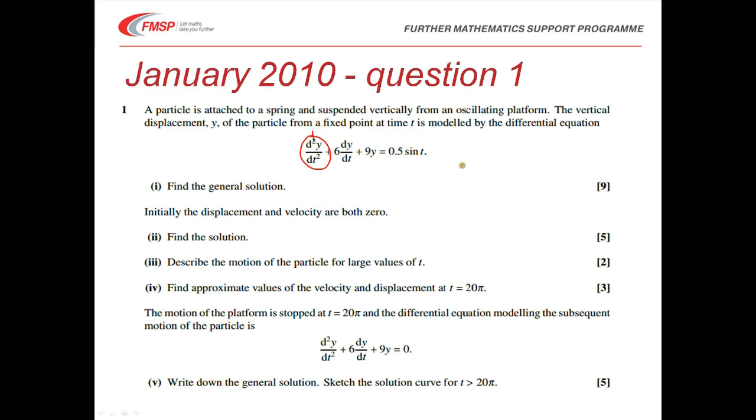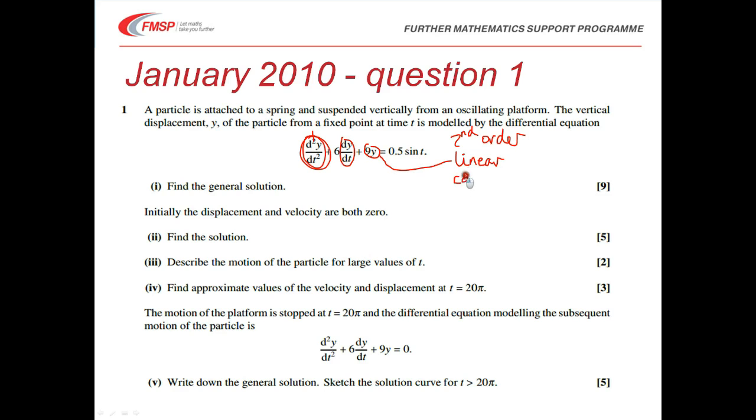It's worthwhile getting used to your naming conventions. This is a second order differential equation. It is linear. Why is it linear? Because each of these terms are not squared. They are just the derivatives, or y itself, the function. There's no squaring or cubing or higher order things. They are linear terms of y and its derivatives. So it's second order linear.